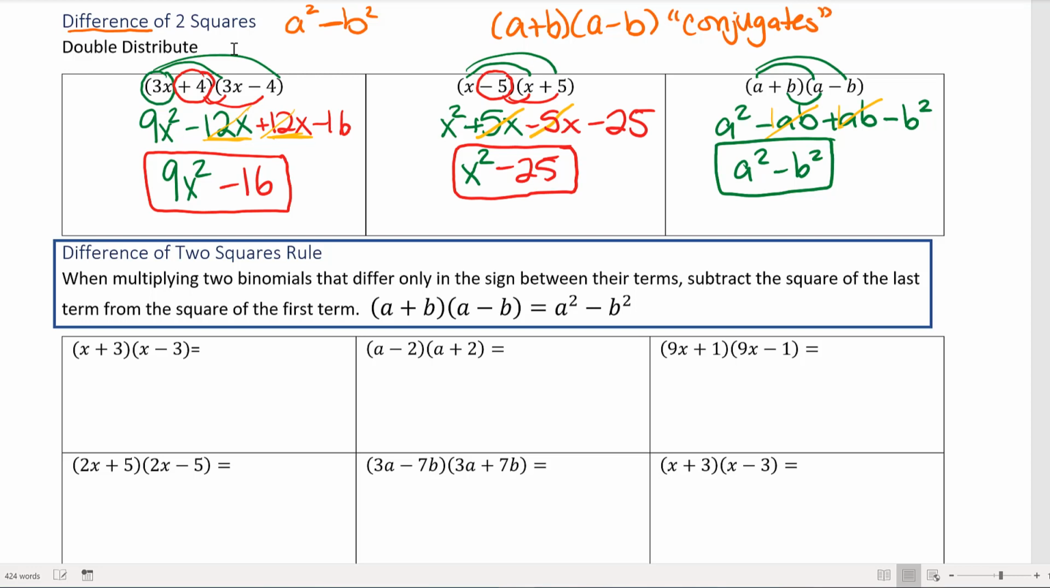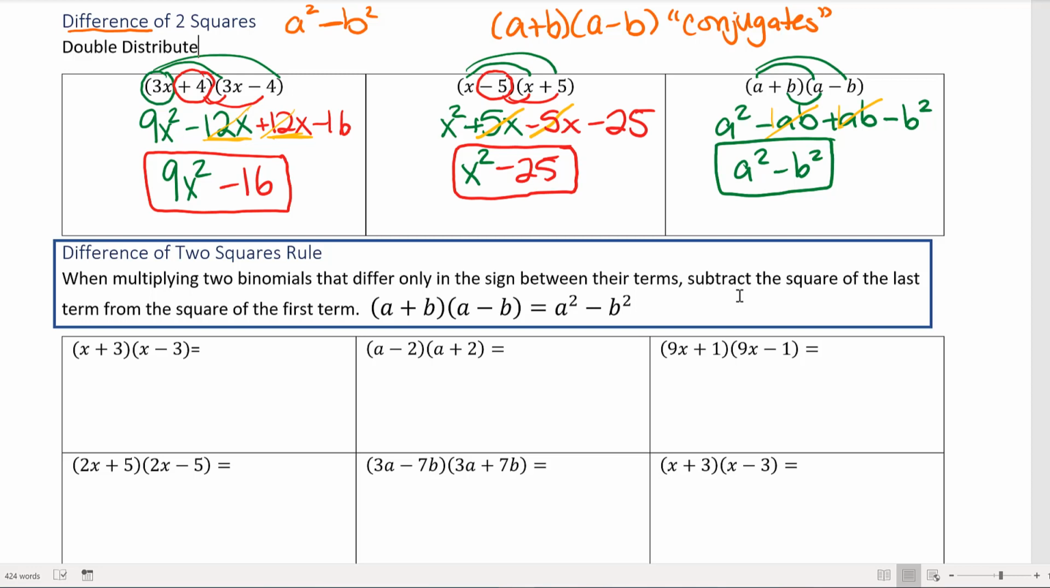So if you ever have conjugates being multiplied, you can just use a rule to get to the answer a little bit more quickly. Now, if you want to distribute it out the long way, you can always do that. In fact, everything from today's lesson on special products can be done just by double distributing. But we're just trying to show you some special cases here. So the rule for difference of two squares says when you're multiplying two binomials that differ only in the signs between their terms, you can just subtract the square of the last term from the square of the first term, or a squared minus b squared.